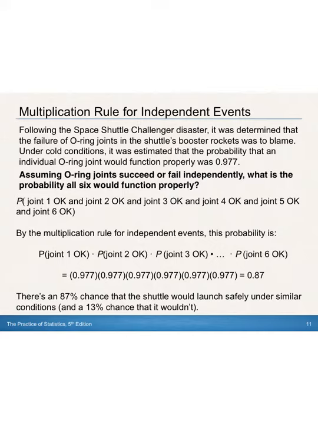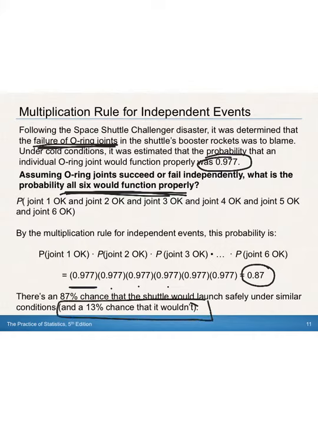Another example of this is the Space Shuttle Challenger disaster, which was when I was a freshman in college. It was very upsetting. It was determined that one of the parts of the shuttle's booster rockets was to blame, and the O-ring joints had a probability of functioning properly at really close to 100%, but not quite. And since there were 6 in the shuttle, they could calculate the probability of it working. Because they're independent of one another, you calculate 0.977 to the 6th power, and so there's an 87% chance that the shuttle would launch safely, but that does leave you with a 13% chance that it doesn't, which is a bummer. Anyway, with independent events, you can just multiply to find the probability of them both or all happening.